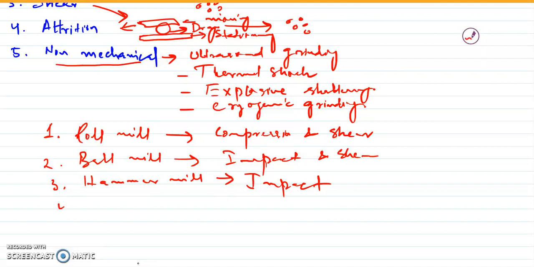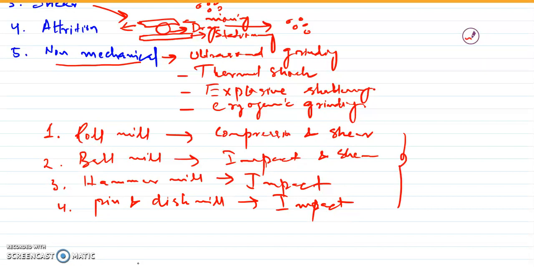Number four is pin and disk mill, which also uses only impact. These are a few important examples. Hope you understood this.